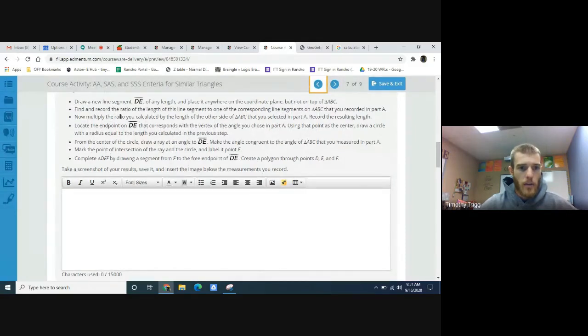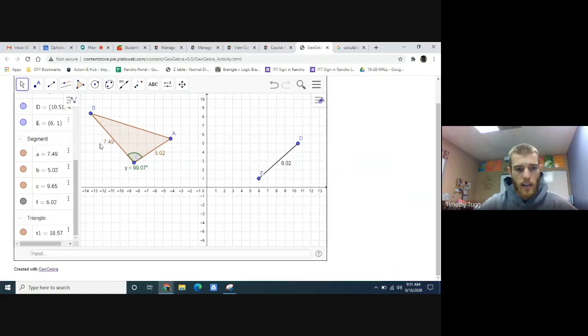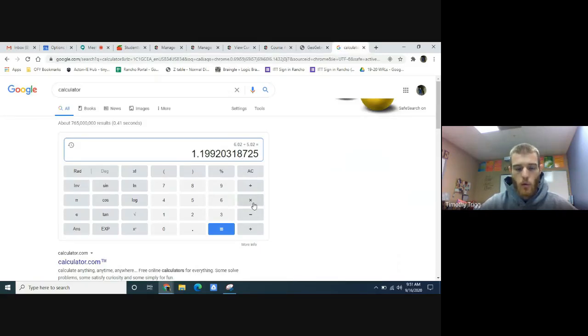Now multiply the ratio you calculated by the length of the other side of triangle ABC that you selected in part A. Record the resulting length. Okay, so this other side length we found, the 7.49, we're going to multiply it by this value. So we're going to go ahead and multiply by 7.49. Now you might have different numbers, and that's okay. So in my case, it's 8.982, blah, blah, blah. Yours might be different.